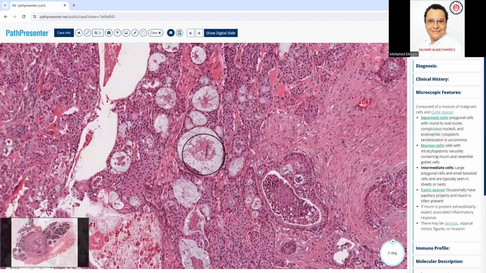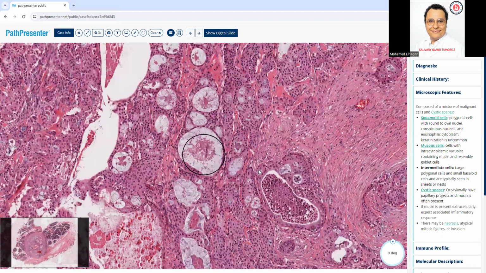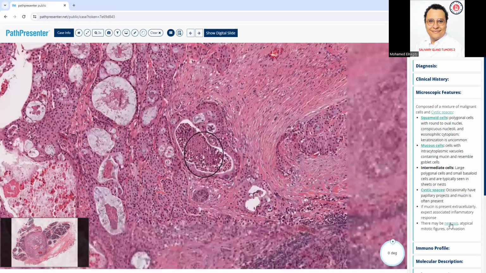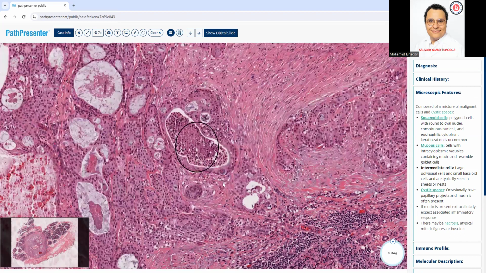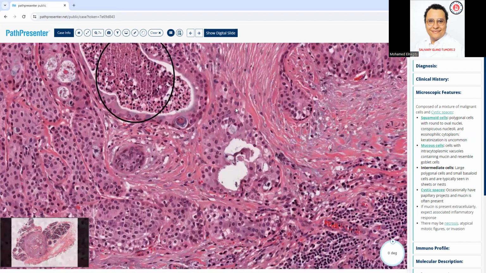And still you see the cystic spaces. Occasionally these cystic spaces have papillary projections, and mucin is often present. See, I told you that these cysts are cysts of mucin. There may be necrosis. See, there is necrosis here, and atypical mitotic figures or invasion. So this means that we are dealing with a high grade, as I mentioned. I think it's going to be a high-grade mucoepidermoid. That's what it is.